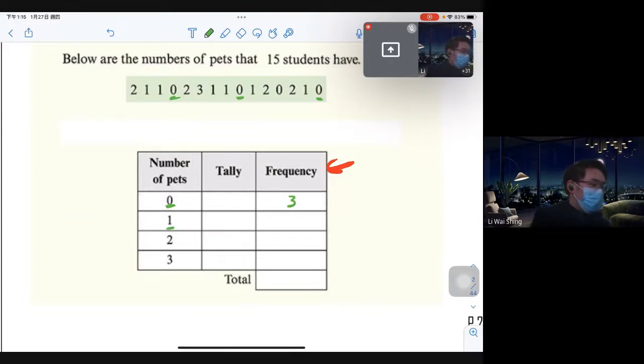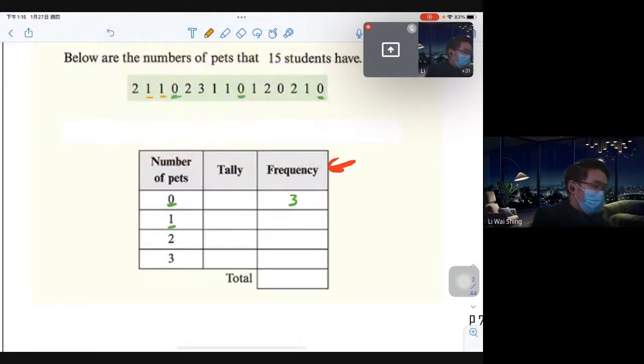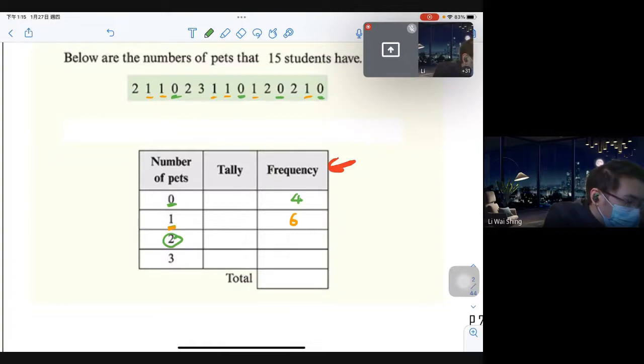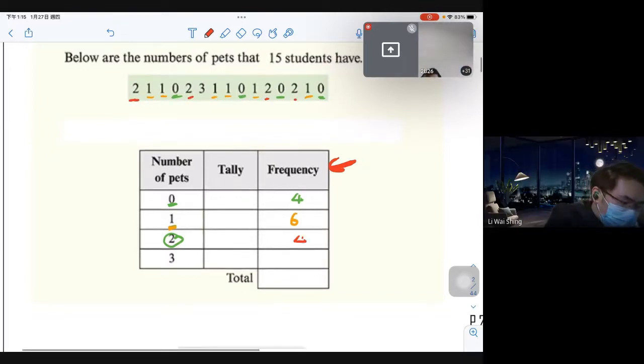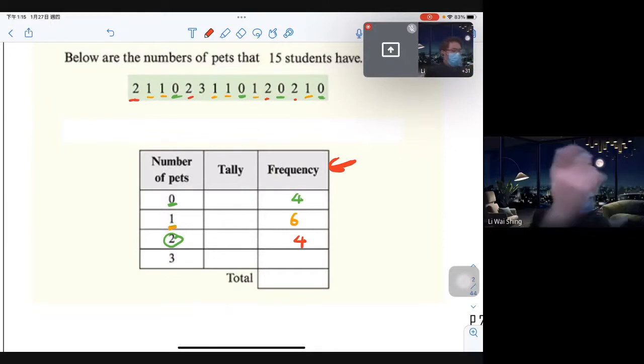Number 1 appears for 1, 2, 3, 4, 5, 6. So 1 appears for 6 times, so the frequency is 6. Oh, it should be 4 times. Oh yeah, it should be 4 times. So the frequency of 2 is how many? Help me to count. 1, 2, 3, 4. Yes, thank you so much. Yeah, it's 4. So at this moment, you know what is the meaning of frequency, right?